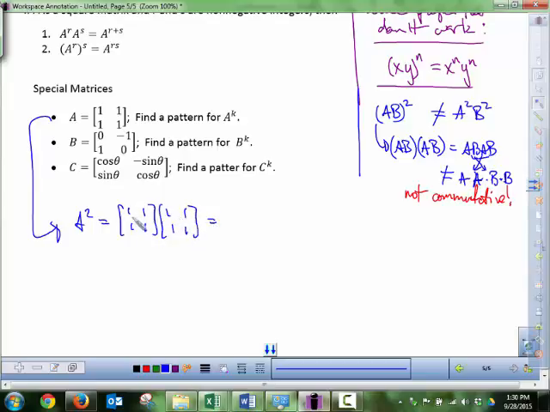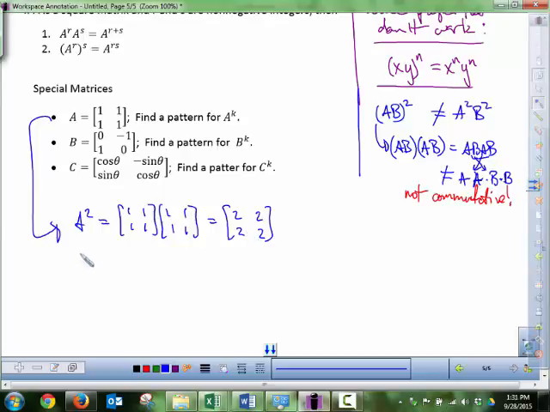So 1 plus 1 is 2. 1 plus 1 is 2. 1 plus 1 is 2. Plus 1 is 2. Is that right? You guys should check. I see a pattern. What do you think A cubed is? 3, 3, 3, 3?